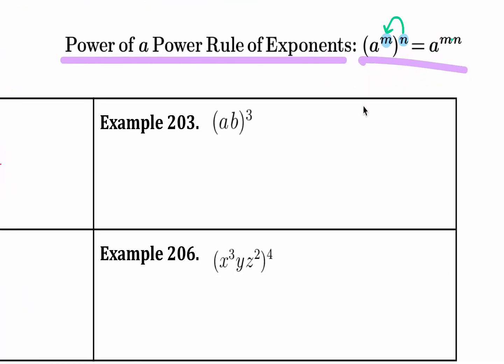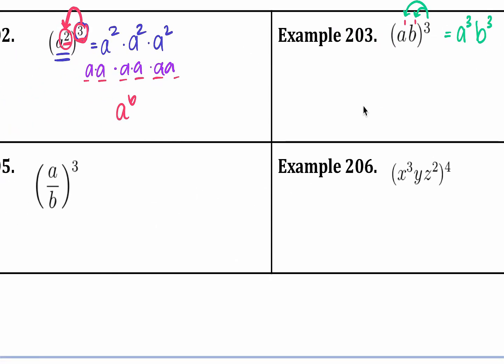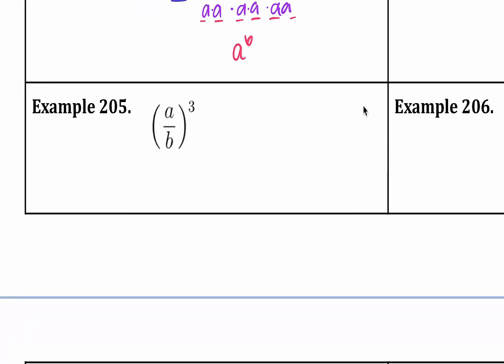So like on this next example, there's no exponents written here, so I'm just going to put a little 1. We have ab to the 3rd power. That tells me I multiply my exponents. 1 times 3 gives me a to the 3rd. 1 times 3 gives me b to the 3rd. So I have a cubed, b cubed. Okay, same thing is true on example 205. If we have a fraction where we have an outside exponent, it's being applied to the top and to the bottom. These both have a power of 1. So if we multiply our exponents, we get a cubed divided by b cubed.